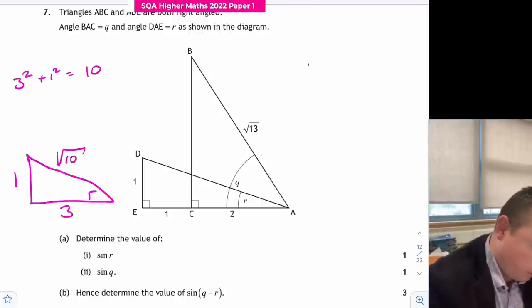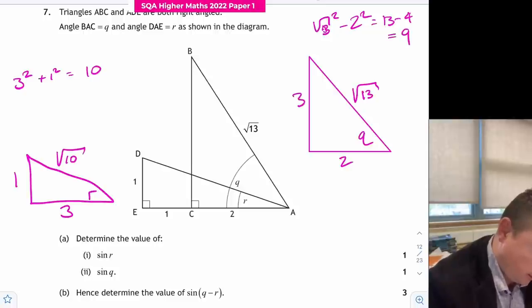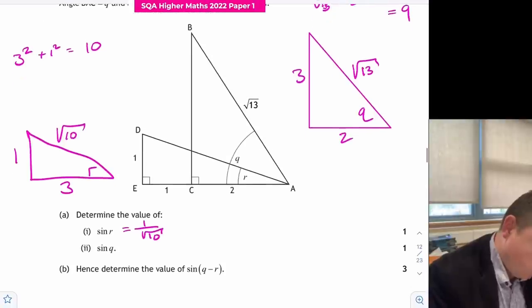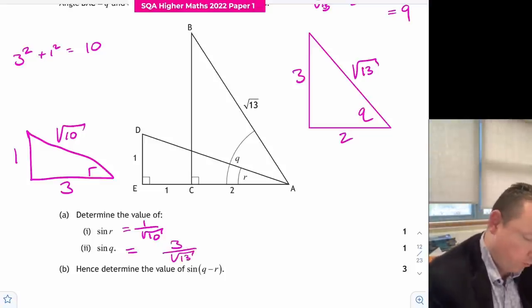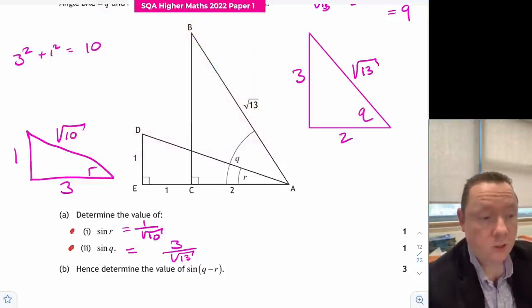We can do the same for the Q triangle. If I just do that at the side, if I call this Q, then on the hypotenuse we've got root 13, and on the bottom we've got 2. So by Pythagoras, root 13 squared minus 2 squared is 13 minus 4, which is 9. So the square root of 9 is 3. So nice and simple then, determine the values of sine R and sine Q. Sine R, opposite over hypotenuse, is 1 over root 10. And sine Q, opposite over hypotenuse, is 3 over root 13. 2 marks there, 1, 2. Nothing else you're going to do there, so let's go to part B.